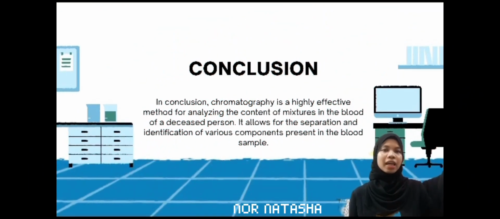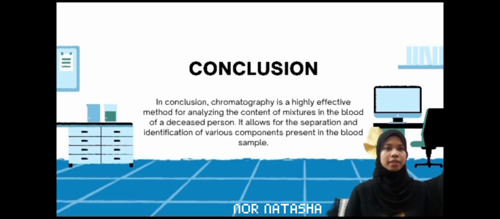In conclusion, chromatography is a highly effective method for analyzing the contents in the blood of a deceased person. It allows for the separation and identification of various components present in the blood sample. By comparing the obtained chromatogram with a standard and conducting further tests, it is possible to determine the presence and concentration of different substances such as drugs, toxins, or other compounds.